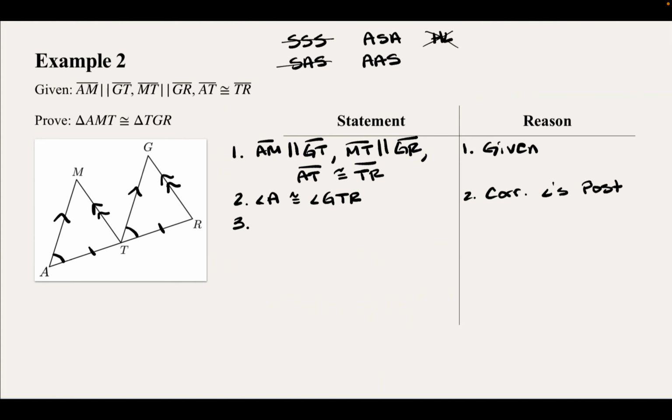I can also make 2 angles from MT and GR. If MT is parallel to GR and I have that same transversal, I can say those angles are corresponding. Angle MTA is congruent to angle R.